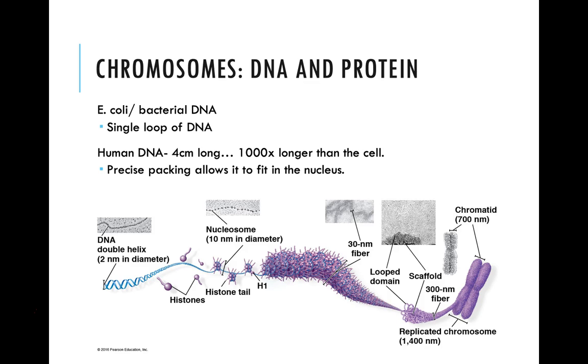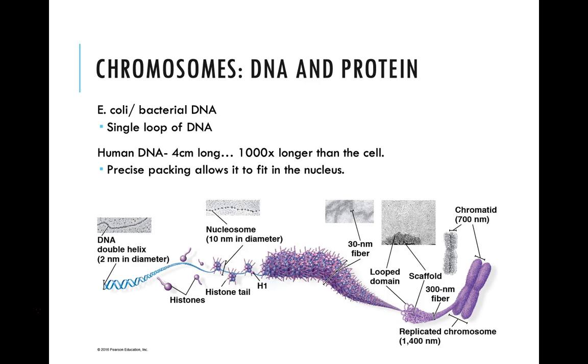In fact, the nuclear content of a single human cell is about 4 centimeters long, which doesn't sound like very much, but considering that that has to be condensed into the nucleus of a cell that you cannot even see, that's quite the feat. So both E. coli chromosomes and human chromosomes, and all chromosomes really, are packed in a very specific way.